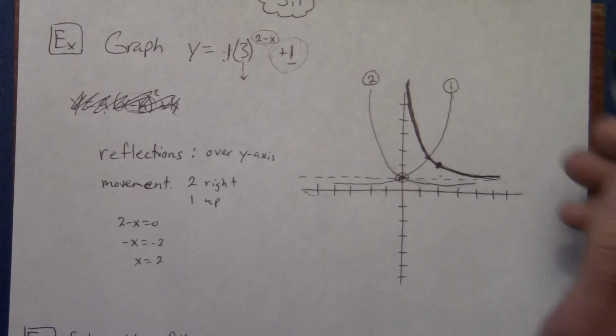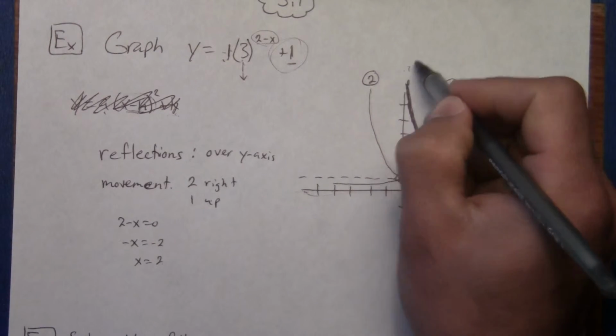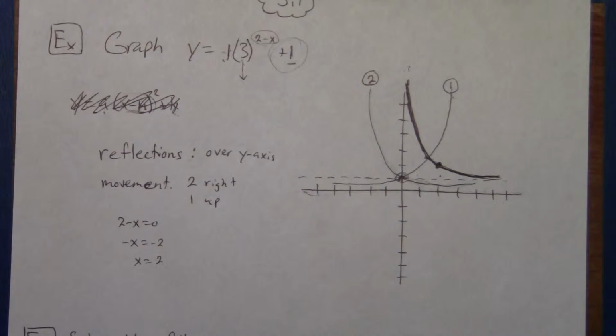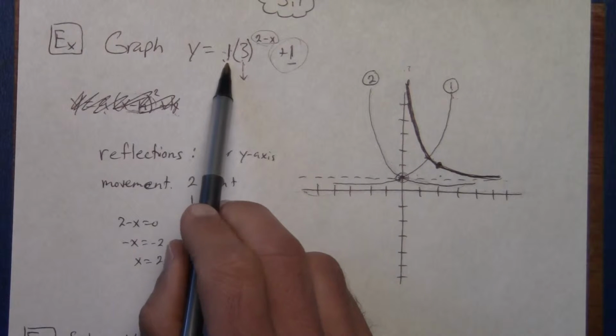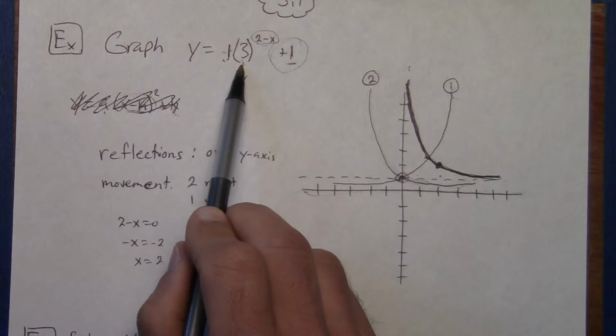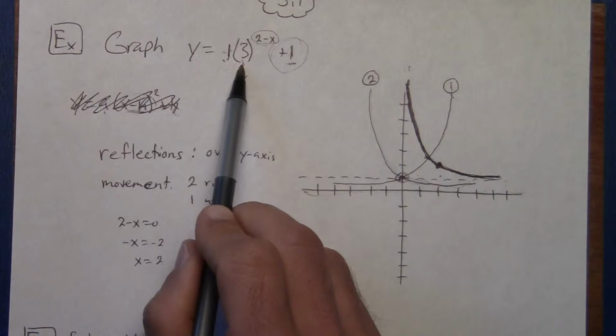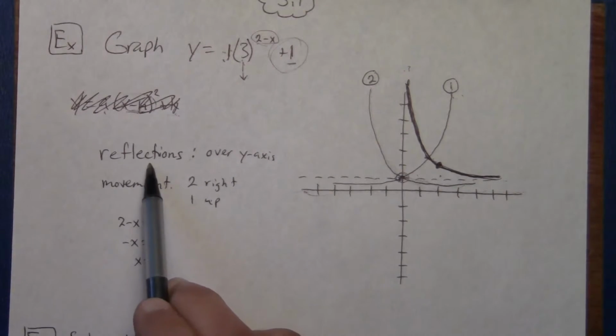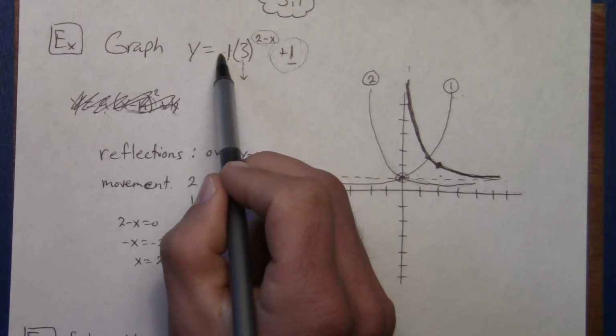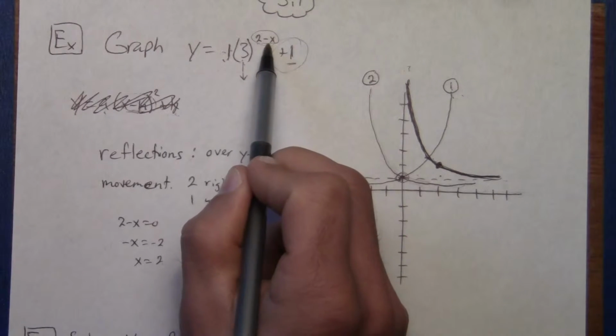And then make that last one darker, or just make this one number 3 so I can tell it's the last one. Alright, so again, what you want to look for is look at the y-intercept first, look at the base number to see if it's growth or decay, and then put your first function in. Then you want to look for reflections, which means you look for a negative in front of the entire function, or a negative on the x.